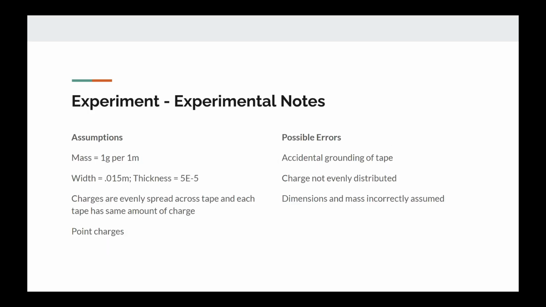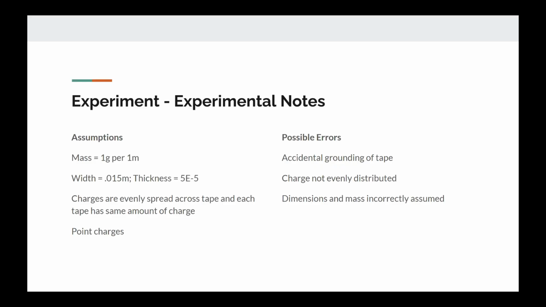There were assumptions made about this lab, one of which was that the approximate mass of this tape is 1 gram per meter. This was used to calculate the mass of the tape, which will be used later in calculations. It was also assumed that the width of this tape was constant at 0.015 meters, and the thickness was constant at 5 × 10^-5 meters. Another big assumption is that the charges were evenly spread across this tape, and each tape had the same amount of charge. This is a big assumption that could lead to some error.